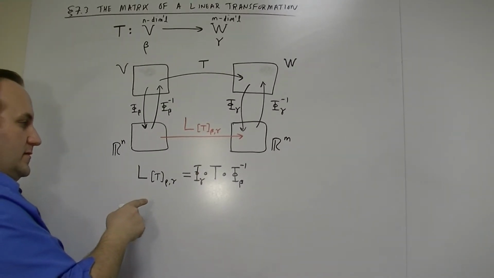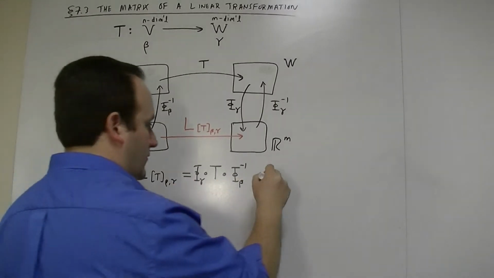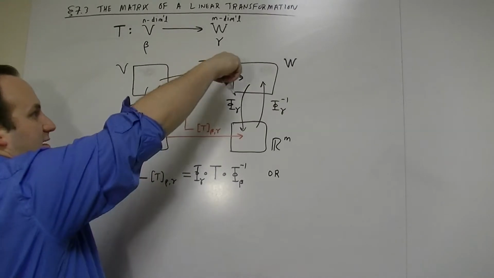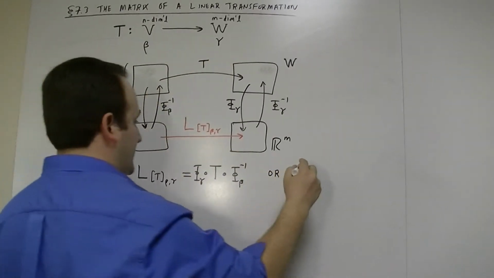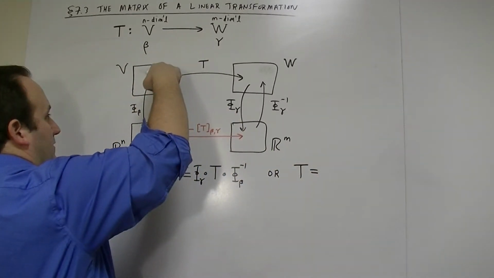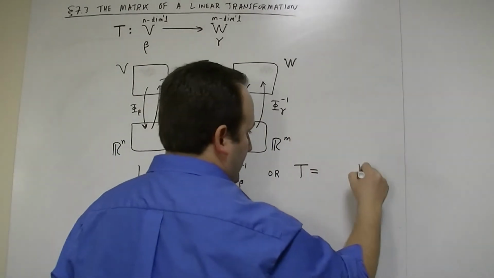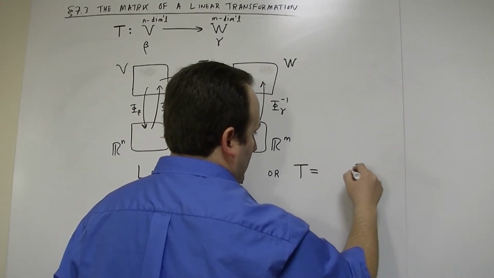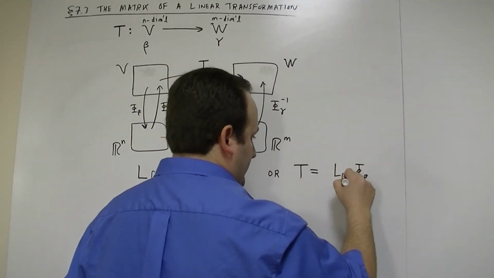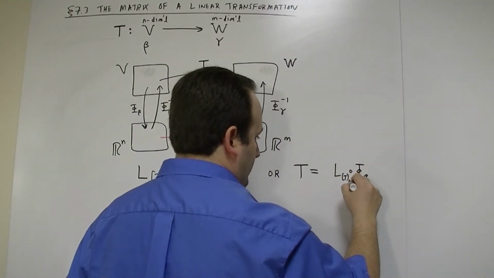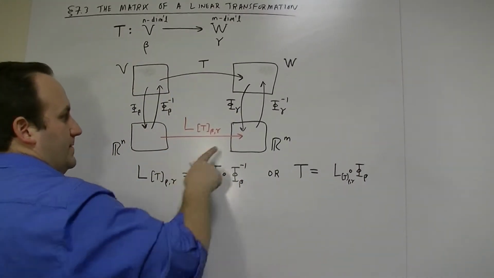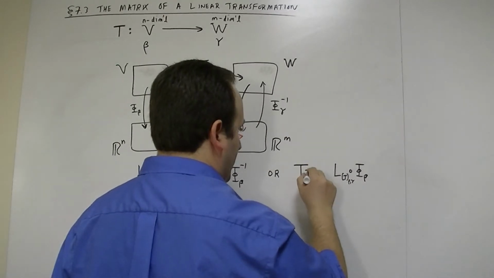Now, of course, you could look at this the other way around. You could try to write T in terms of the other mappings. So T is equal to phi beta, again, the first shall be last, composed with the map of this matrix, and then phi gamma inverse. It's the same matrix. It's always the same matrix.